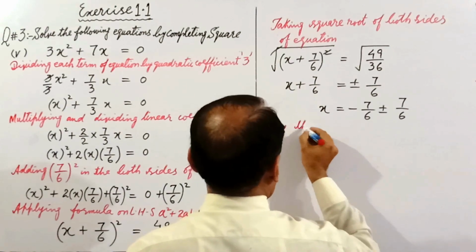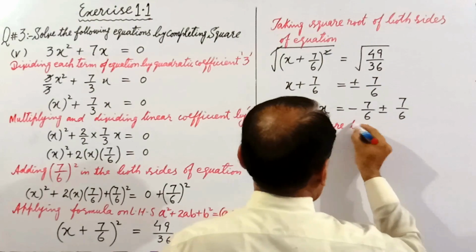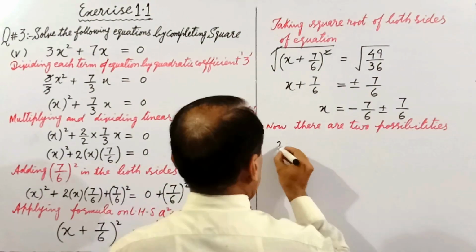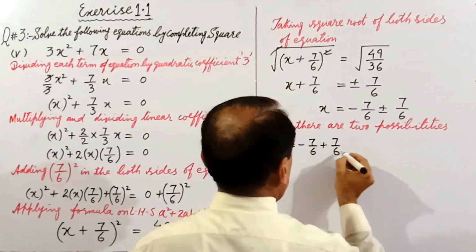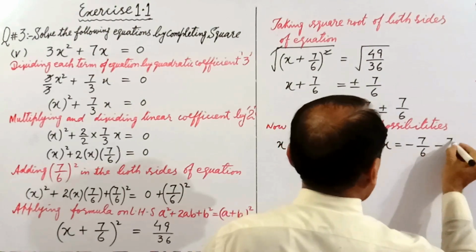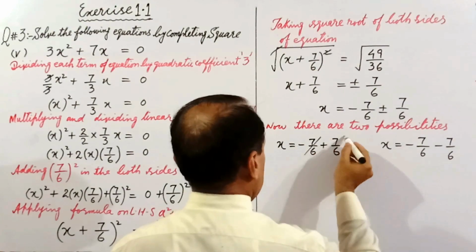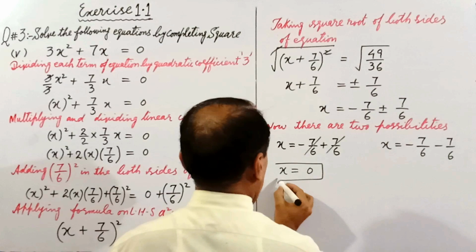Now there are two possibilities. One is x is equal to minus 7 over 6 plus 7 over 6. And the second is x is equal to minus 7 over 6 minus 7 over 6. As the two fractions are same, so they are cancelled. So hence we have 0, the first value of x.